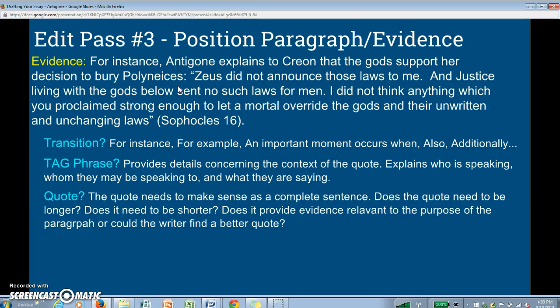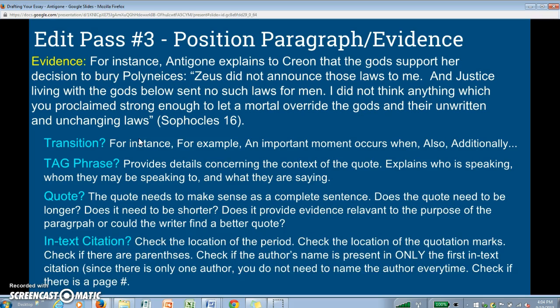Next, the quote. The quote needs to make sense as a complete sentence. So if I just had, "Zeus did not announce those laws to me," period, that wouldn't give me enough information. If I just had, "Zeus did not announce those laws to me and justice living," that's an incomplete sentence. That doesn't make sense. I need all this information to convey the necessary amount of information in a complete way. So, check. Does the quote need to be longer? Does it need to be shorter? Does it provide evidence relevant to the purpose of the paragraph, or could the writer find a better quote?